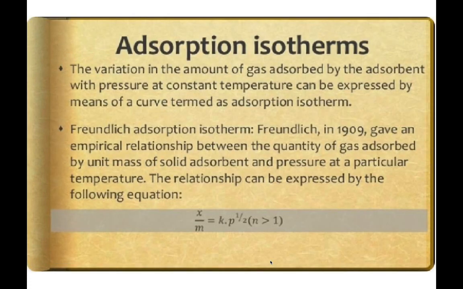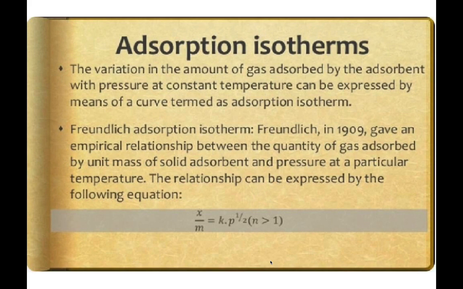Now, what are adsorption isotherms? This topic is very important in surface chemistry. The variation in the amount of gas adsorbed by an adsorbent with pressure at constant temperature is usually expressed by means of a curve called the adsorption isotherm. It was Freundlich, normally known as the Freundlich adsorption isotherm.